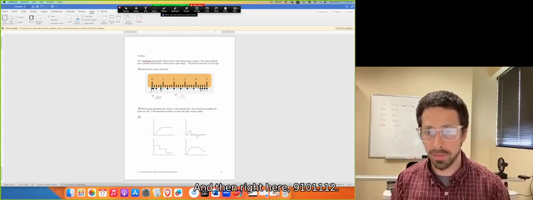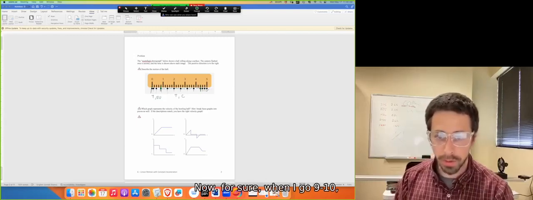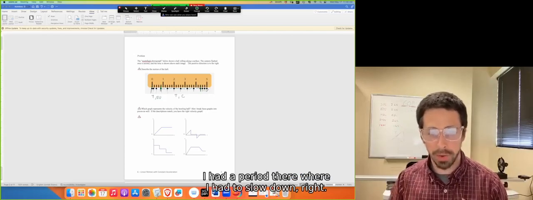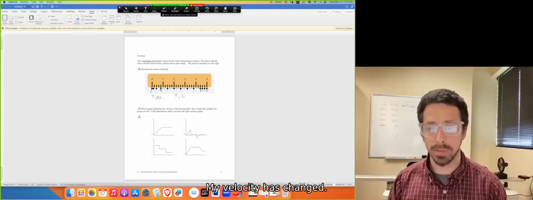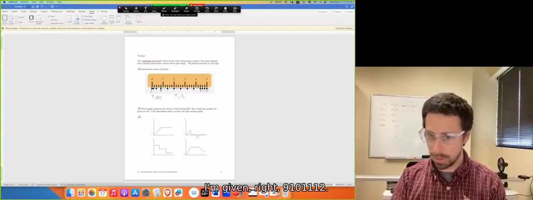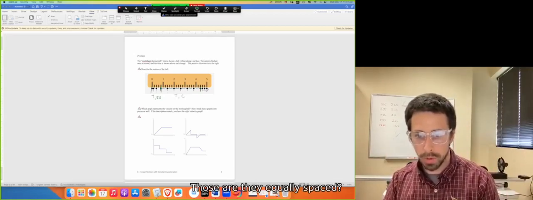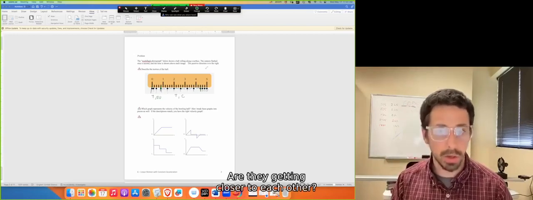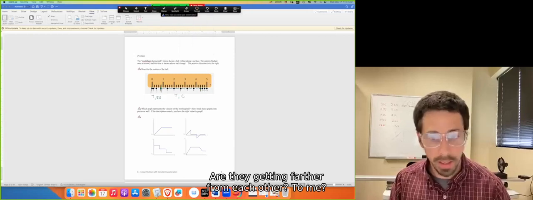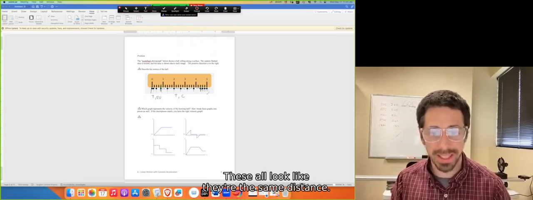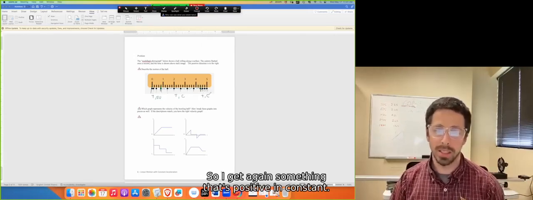And then right here, 9, 10, 11, 12. Now, for sure, when I go from 9 to 10, I had a period there where I had to slow down, right? My velocity has changed. But if I'm looking just at what I'm given, 9, 10, 11, 12, are they equally spaced? Are they getting closer to each other? Are they getting farther from each other? To me, these all look like they're the same distance. So again, I get something that's positive and constant, right?